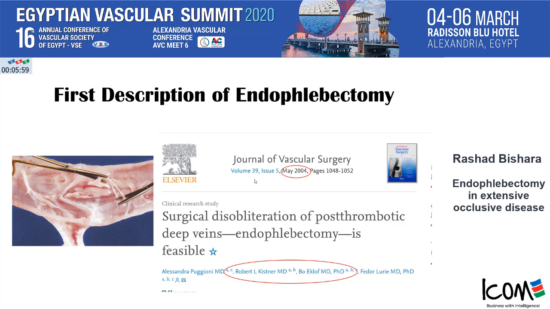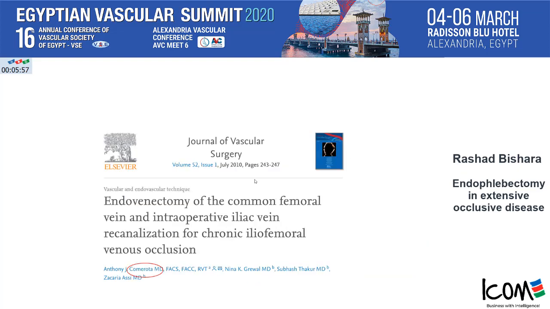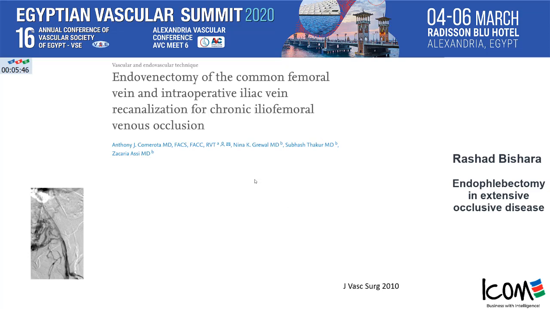Really, the procedure was never very popular until 2010, when the group of Caimi and his colleagues published one case where they used a combination of surgery and iliac vein stenting. And this was the case.